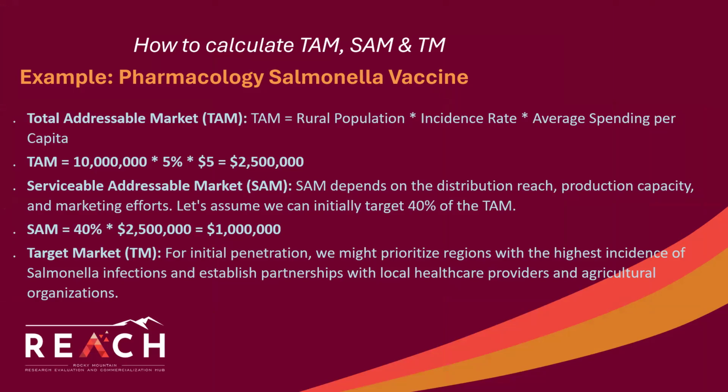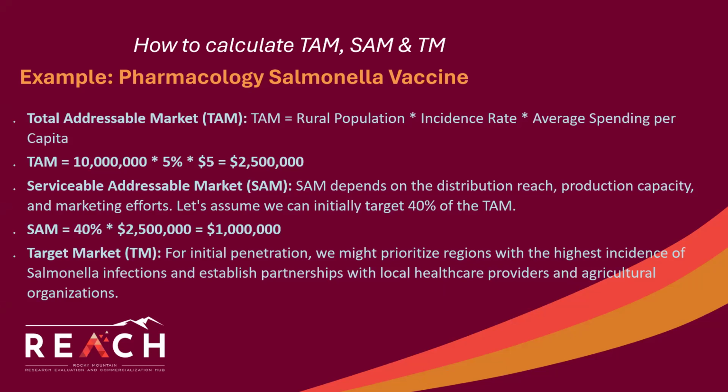I'm not going to get too in the weeds with this because of time, and nobody likes doing math all the time, probably. But the next two slides will show some examples of formulas on how to calculate your TAM, SAM, and TM based on the market research that you do. For this example, we're going to use the salmonella vaccine, and these are fictitious numbers just for this example.